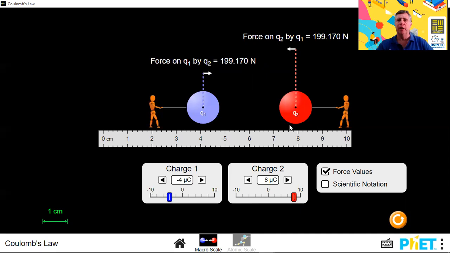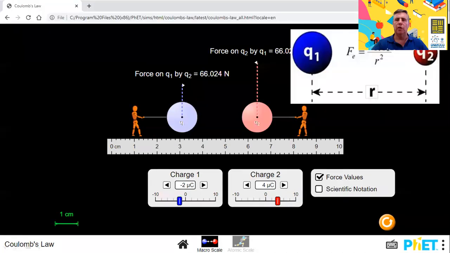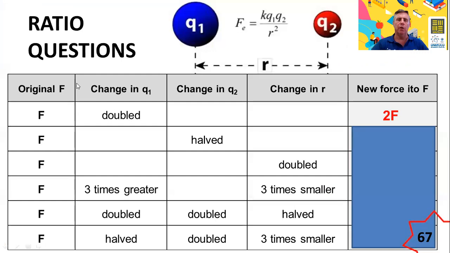Now these sort of calculations are covered very carefully in video 7 on ratio questions and multiple choice. And I encourage you to look at that. I hope that was a useful reminder on Coulomb's law, which you did in grade 11. Now, a good way to get practice with Coulomb's law is on page 67 in your book. This is part of video 7 on ratio questions and multiple choice.